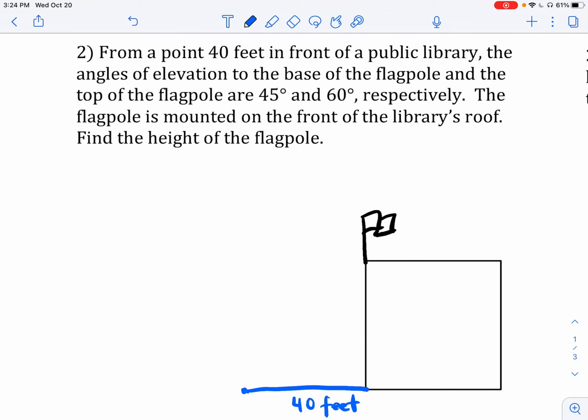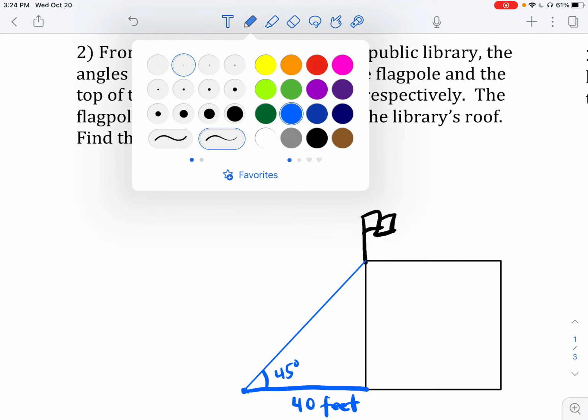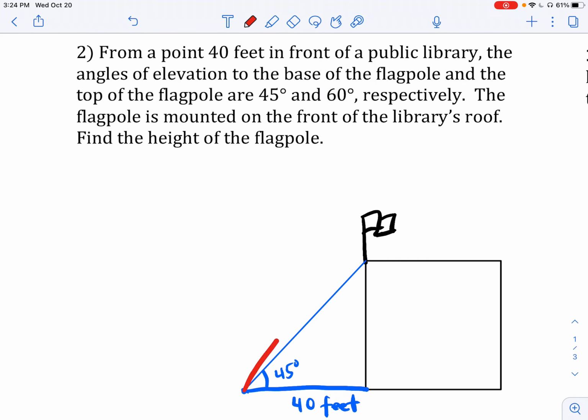And the angle of elevation from that point to the bottom of the flagpole is going to be 45 degrees. And then the angle of elevation from that same point to the top of the flagpole, well, this is going to be 60 degrees.